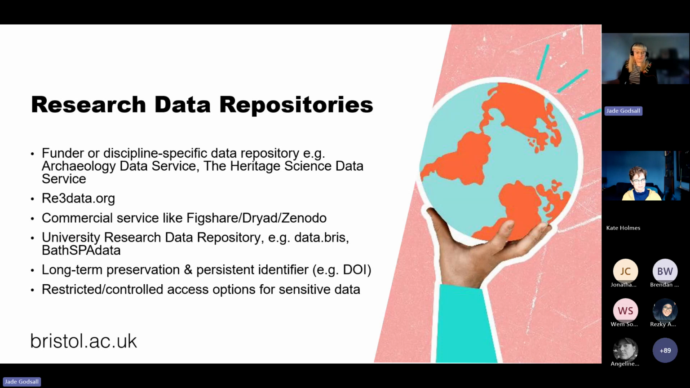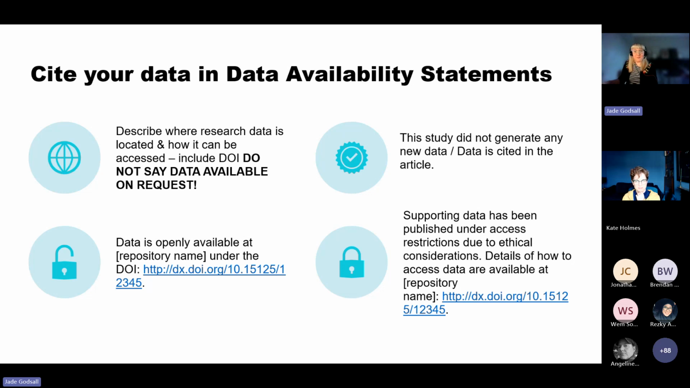Okay, so your data is all organized, you deposit it in a repository, and you're now ready to publish your article, your thesis, your monograph or anything. So now you need to cite your data in a data availability statement. A good data availability statement should describe where research data is located and how it can be accessed. It should also include that unique identifier, either a DOI or an accession number, and state if there are any restrictions or conditions to access.